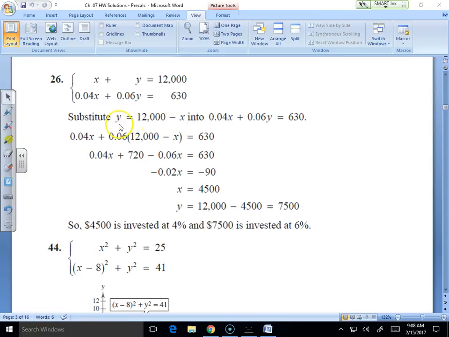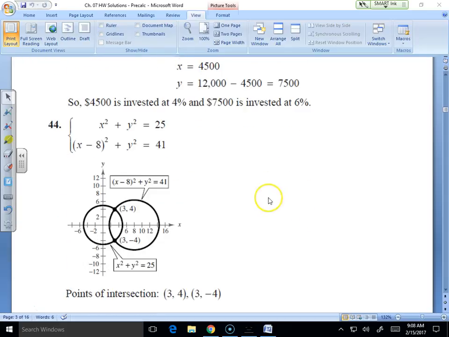So, solve for one, plug into the other. Most of you would have been using calculators, whereas possibly if you had just multiplied by 100 and moved your decimal, mental math might have been easier. But at the end of the day, you end up with x is equal to 4,500, y is equal to 7,500. Those correspond to your different interest rates.